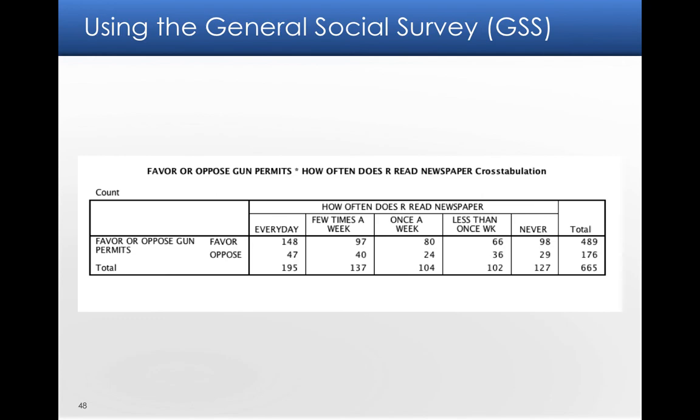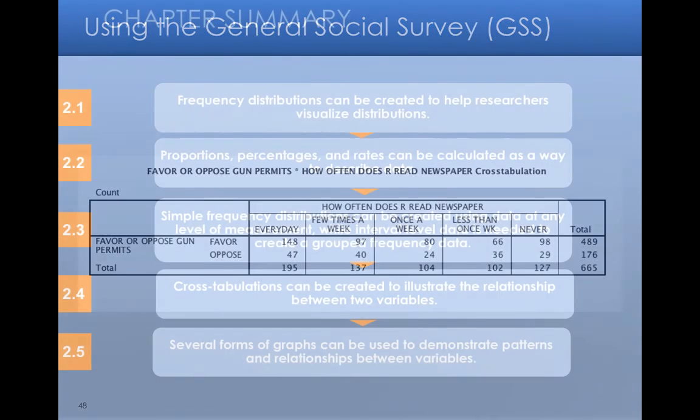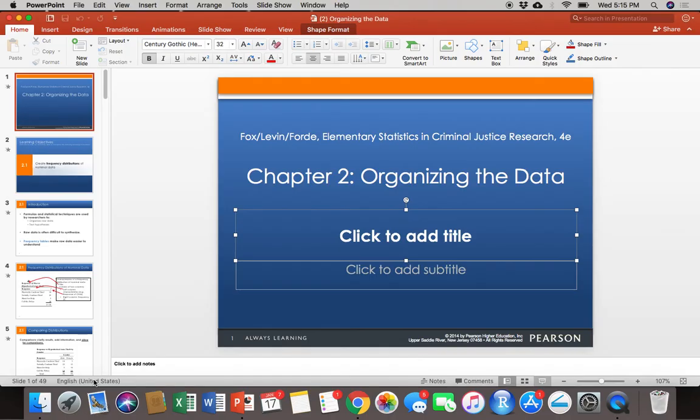The General Social Survey also shows us something. This is a crosstab showing the relationship between people who favor or oppose gun permits and how often they read the paper. So 148 people who read the paper every day also favor gun permits. This is going to make a little more sense to you when we get into the data and get into SPSS. Okay, that wraps up chapter 2.